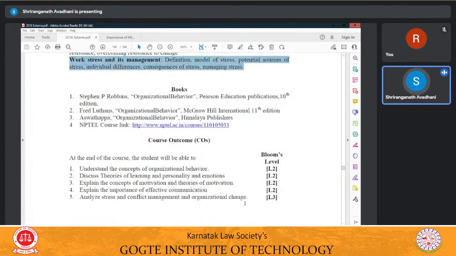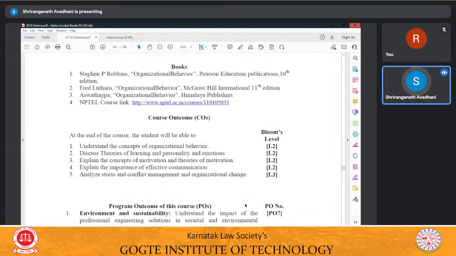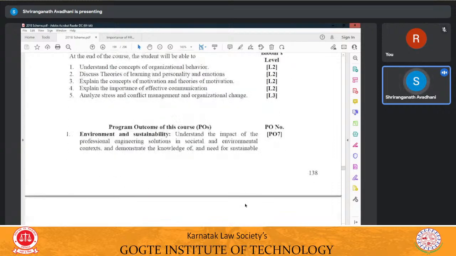These are the course outcomes, 4 or 5 outcomes that we have, each outcome for 1 unit. Understand the concepts of OB, discuss theories of OB learning and personality, explain the concepts of motivation, explain the importance of effective communication, then stress and conflict management. So these are the program outcomes.